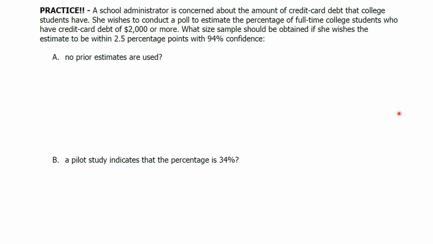All right, welcome back. So for our first practice here, our school administrator is concerned about the amount of credit card debt that college students have. She wishes to conduct a poll to estimate the percentage of full-time college students who have credit card debt of $2,000 or more. What size sample should be obtained if she wishes the estimate to be within 2.5 percentage points with 94% confidence? We are going to look at it where there are no prior estimates that are used and where a prior estimate is used, where a pilot study indicates that the percentage is 34%.